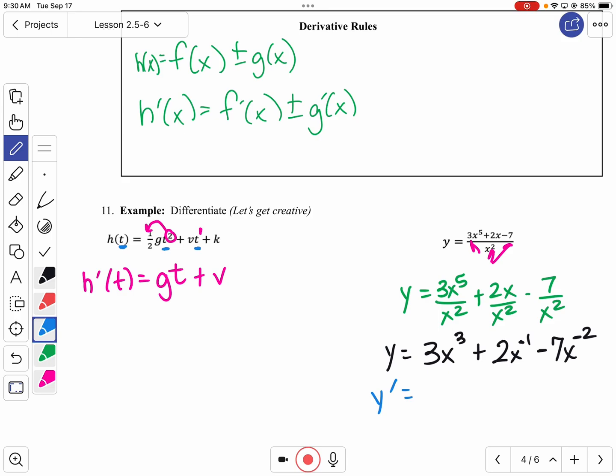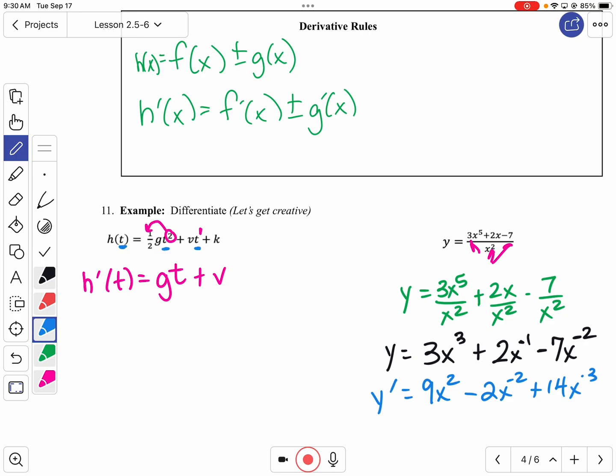So here we go. 3 times 3x cubed will give me 9x squared minus 2x to the -2 plus 14x to the -3. So subtract 1 from that exponent. You could rewrite it. I'm not going to make you, but on a multiple choice, they might. And if you did, it would be -2 over x squared plus 14 over x cubed.